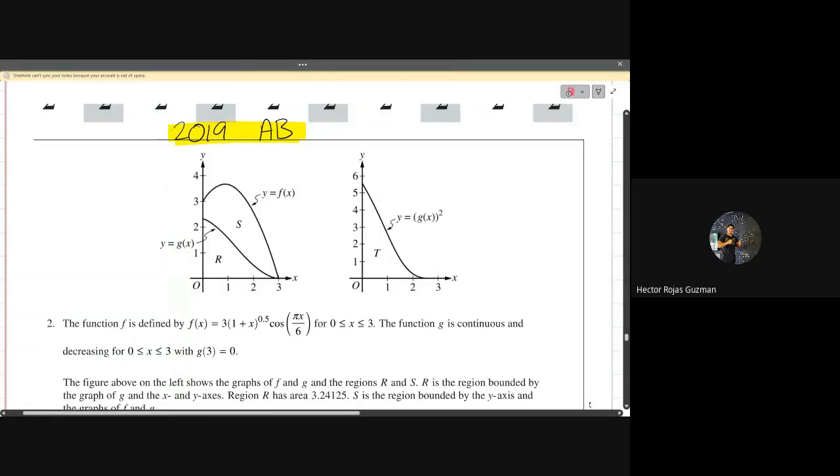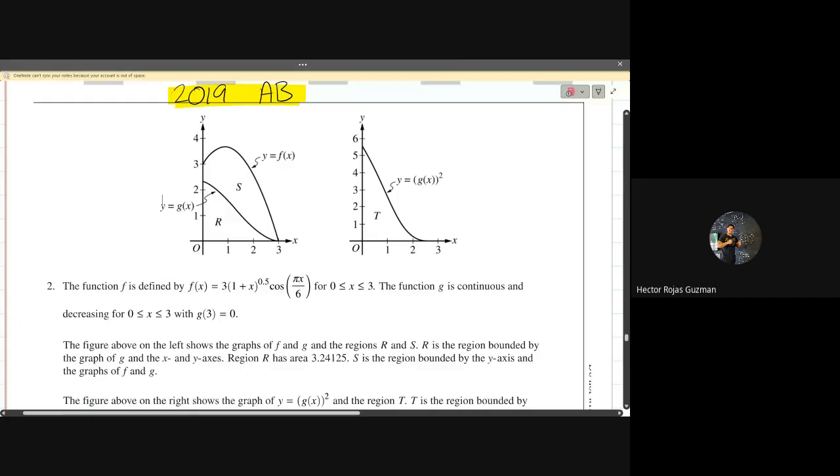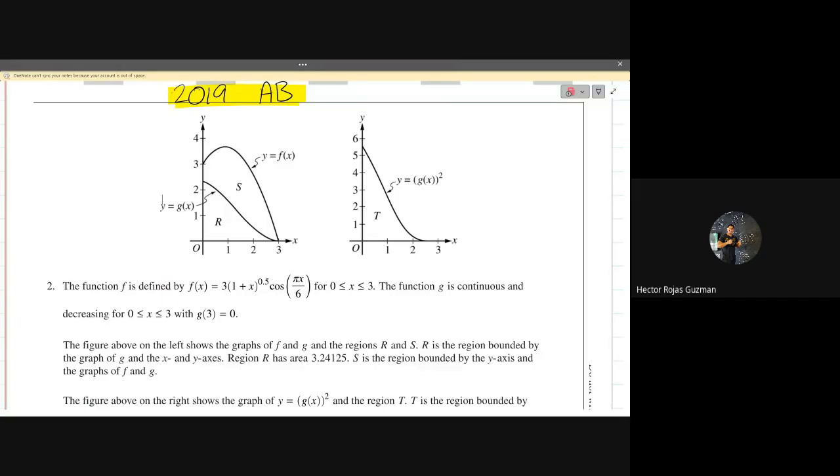Welcome back. We're on the 2019 Calculus AB FRQs, and today we're going to be working on question number 2. In question number 2, we do have a calculator with us, right? It's allowed. So here we have a function f of x, and we have a pretty lengthy equation at that. And that equation is evaluated from 0 to 3.